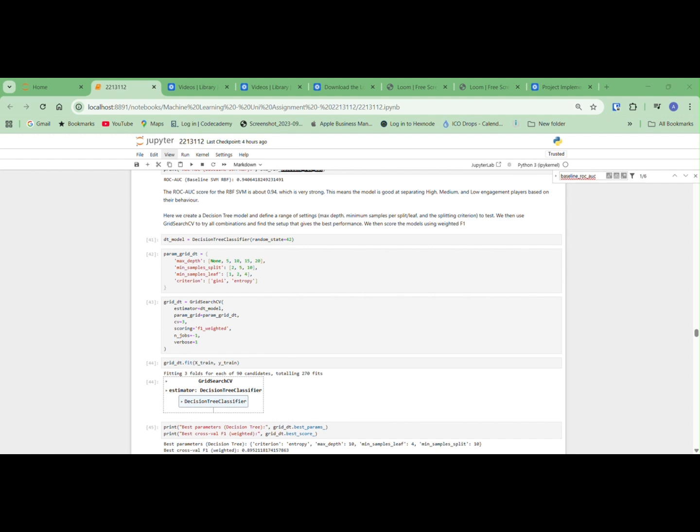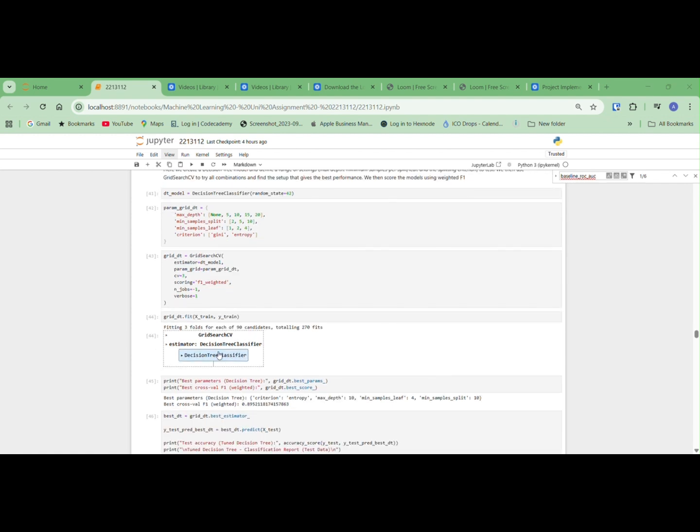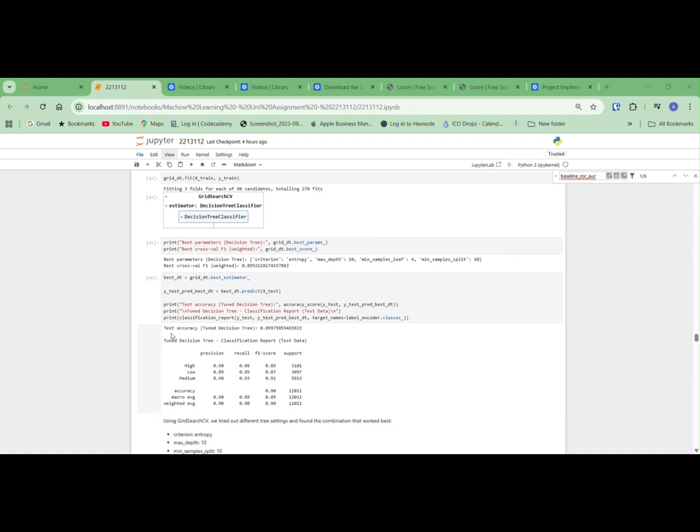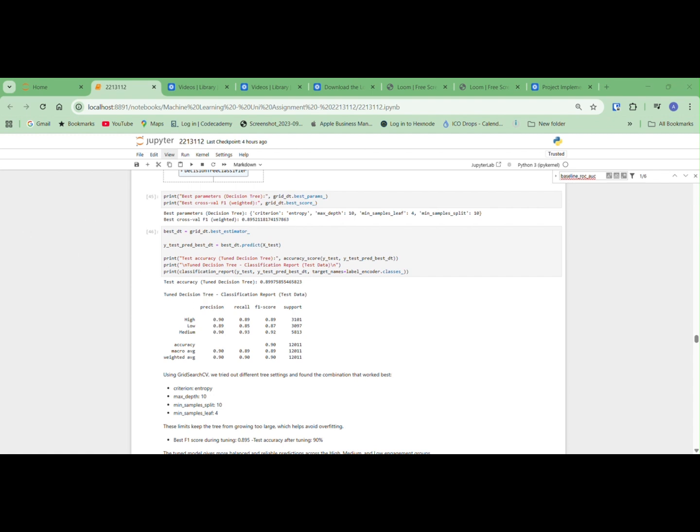After defining the parameters, I then fit the grid search down here. This gives us the best parameters for that particular decision tree. We don't want the tree to go too deep, so these parameters give us the best chance of not doing that and reduce overfitting. After that, we evaluate the tuned tree and print out the classification report here. It has a test accuracy of very nearly 90% again, so that's a big improvement on the baseline tree.